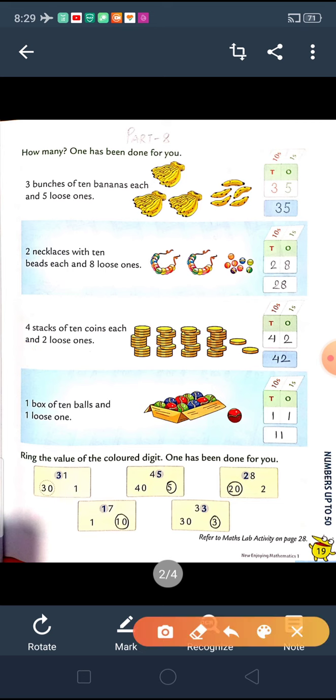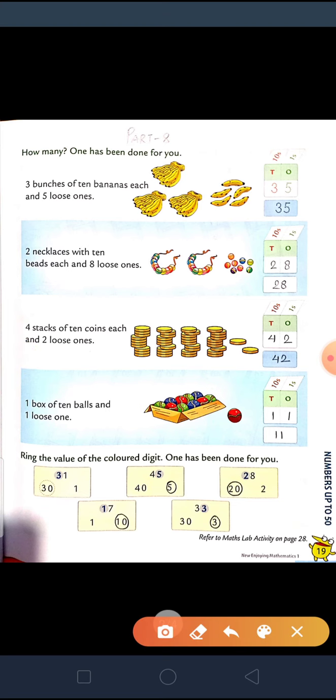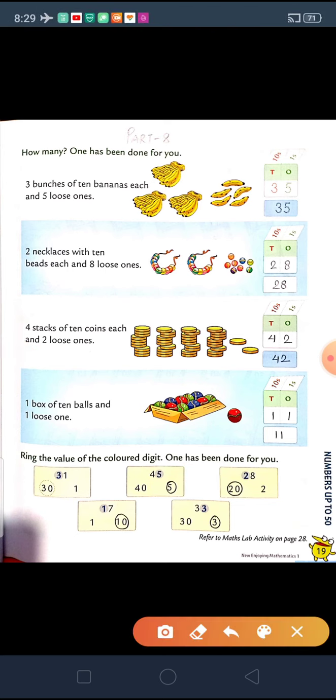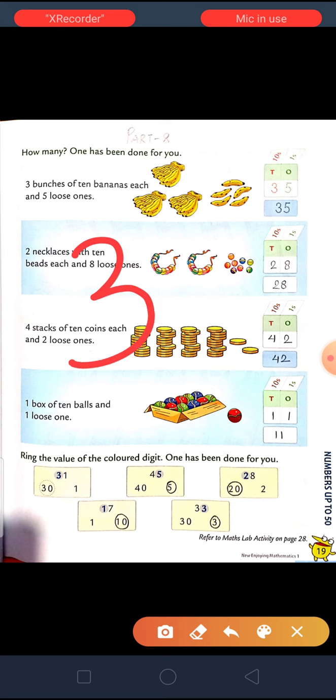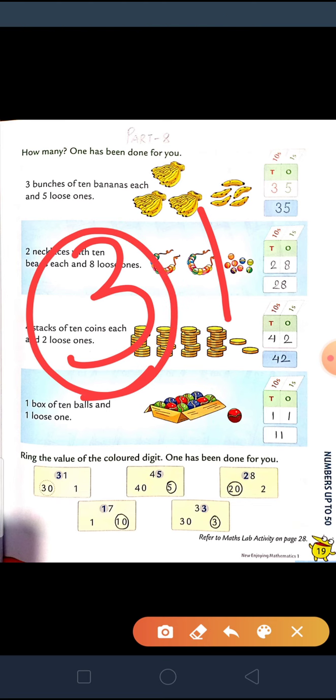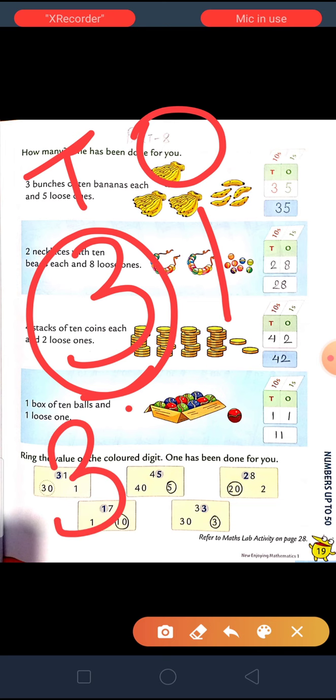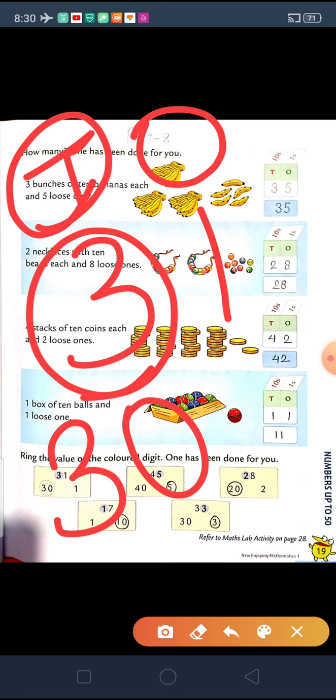Now next it is given, ring the value of colored digit. 1 has been done for you. Now as you can see here one number is given 31. So what they have asked to ring the value of the colored digit. So as you can see 3 is colored dark. So 3 comes on which place? Tens place, and 1 will come on ones place. So exactly what is the value of 3 actually? So it is 30 because it is in tens place.